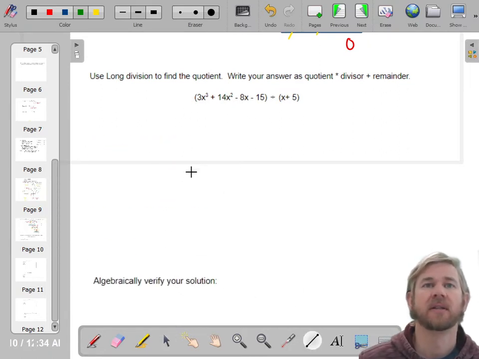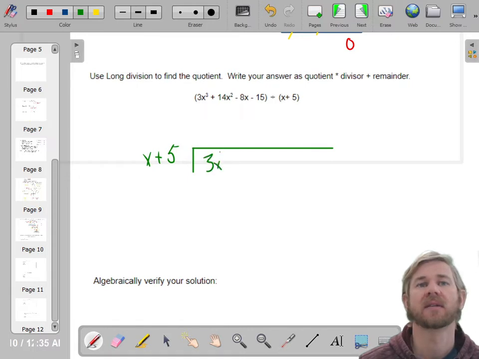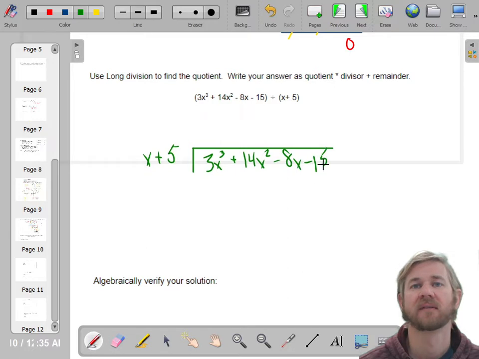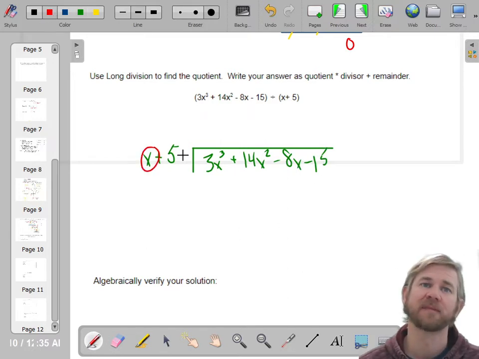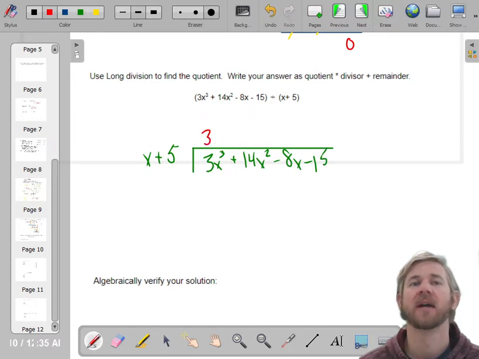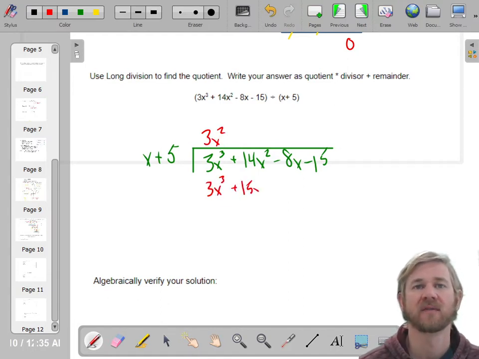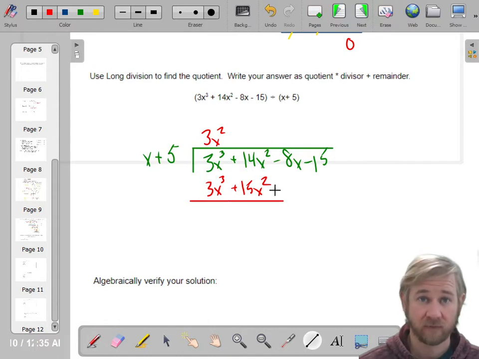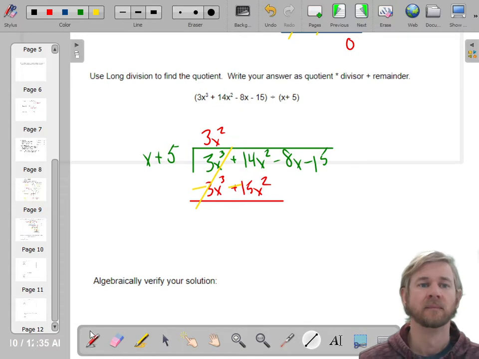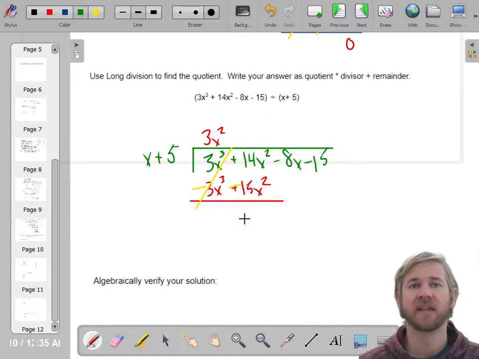Long division. So I've got x plus 5 as my divisor, and then I have 3x cubed plus 14x squared minus 8x minus 50 as my dividend. So what am I going to multiply x by to get 3x cubed? 3x squared. Now I'll distribute that. 3x cubed plus 15x squared. Flip the sign, minus, minus, cancel. 14 minus 15 is negative 1x squared.